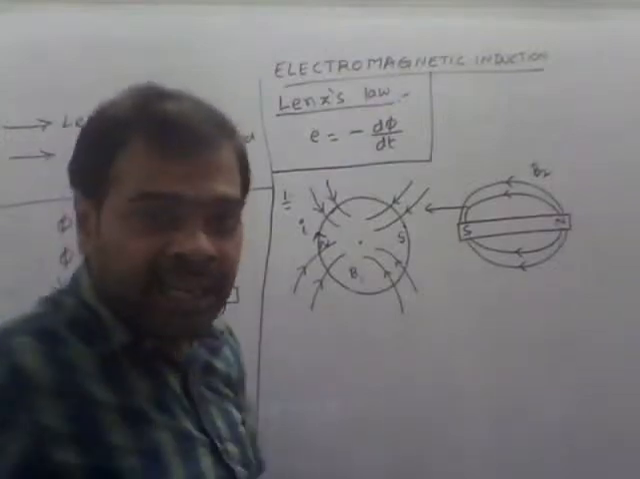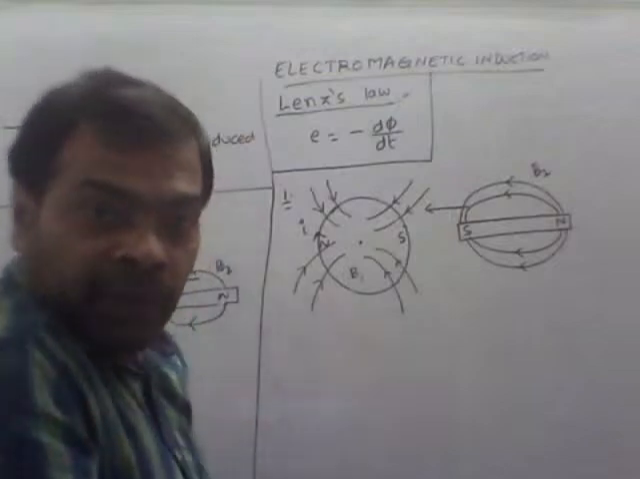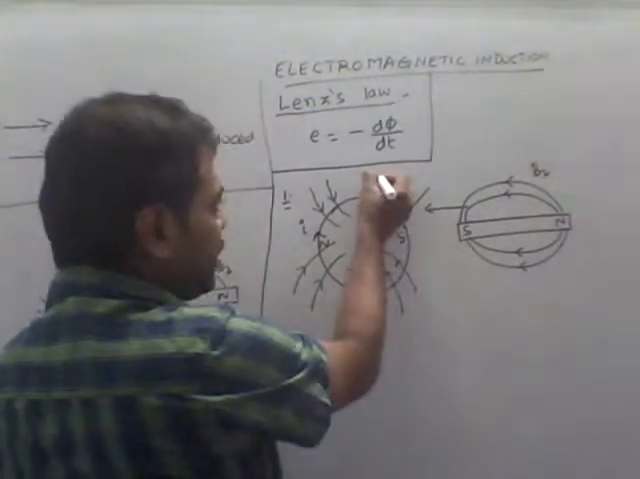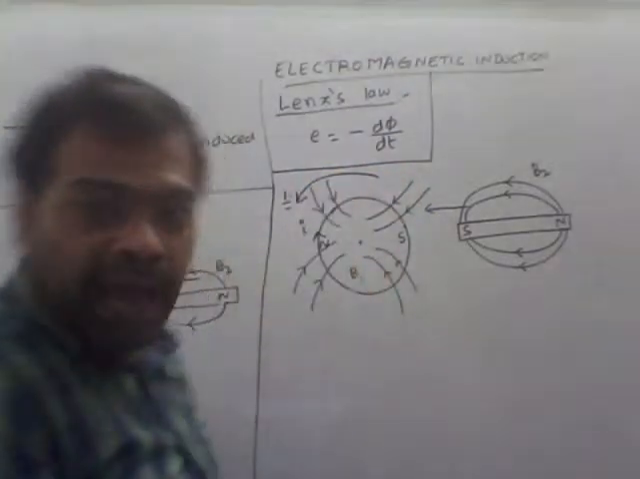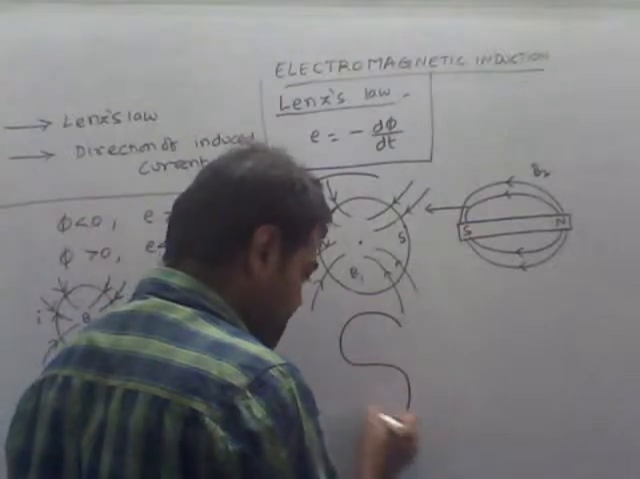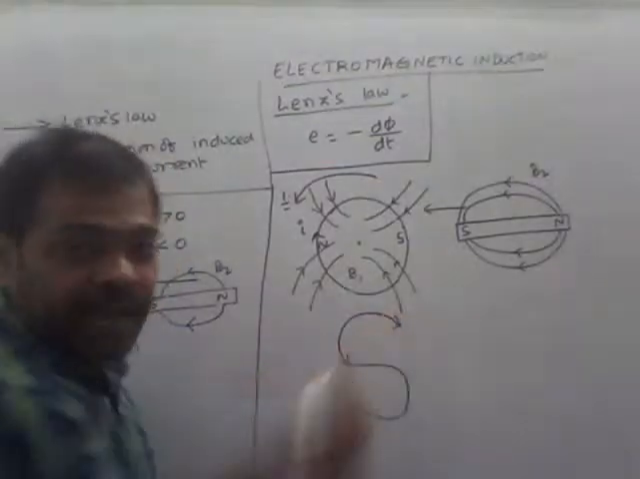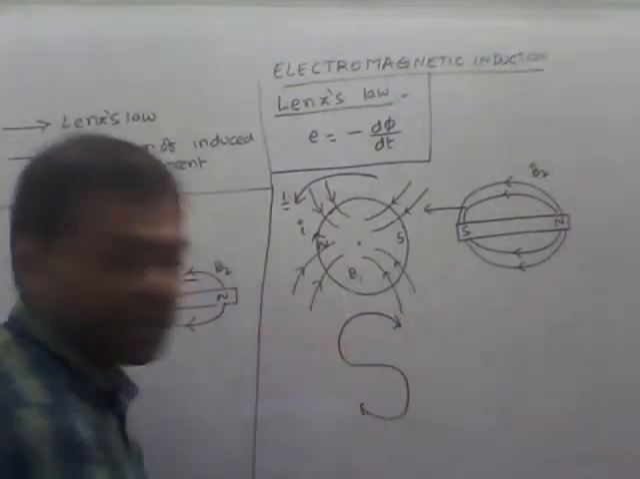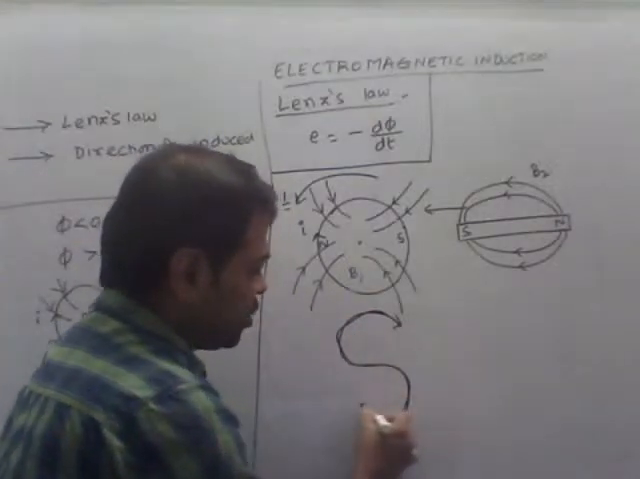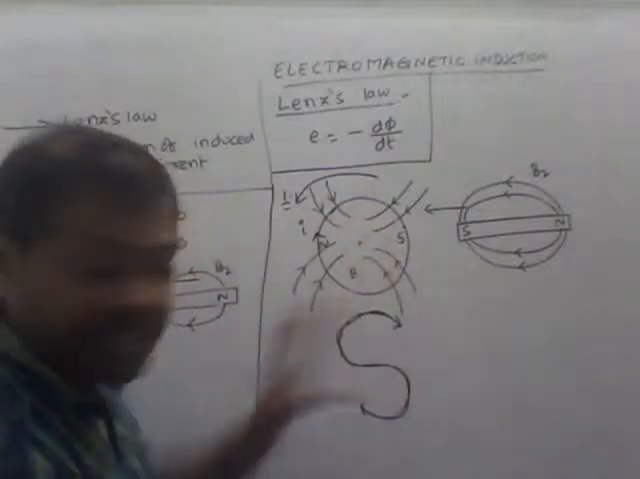Originally the current is moving in the clockwise direction, so in order to oppose it, the induced current must move in the anti-clockwise direction. That is, it must move like this. For your understanding, I am keeping arrows. Here, the induced current will move in the anti-clockwise direction. That is the first case.